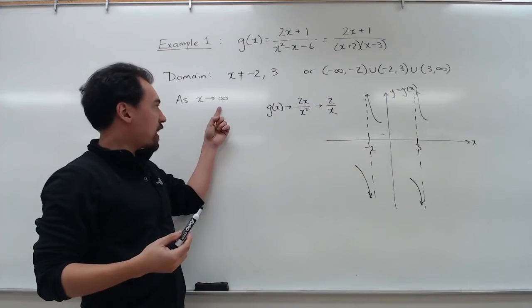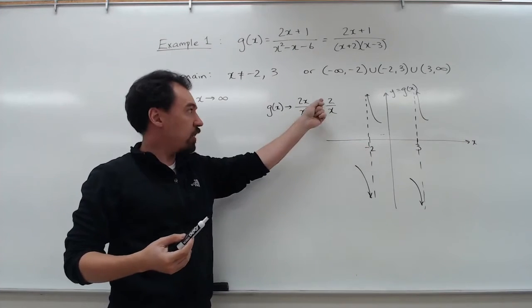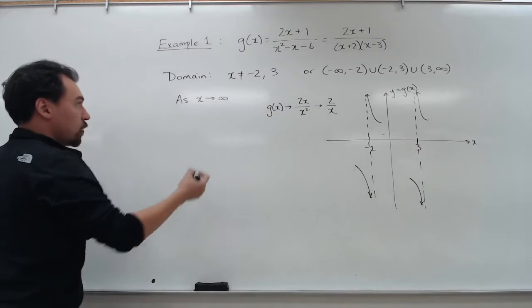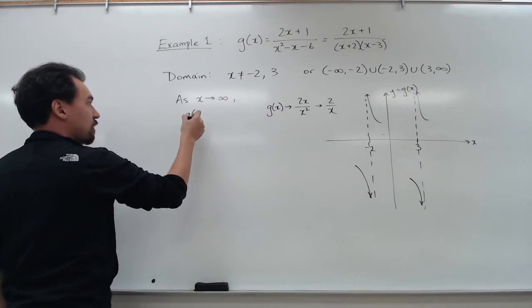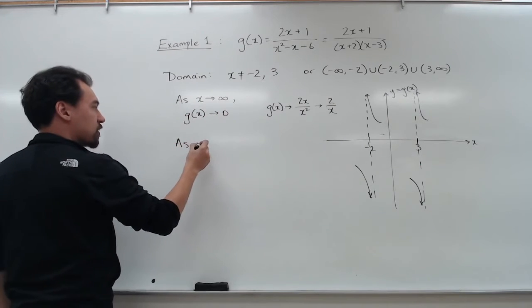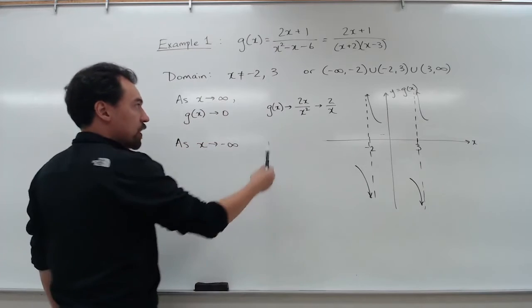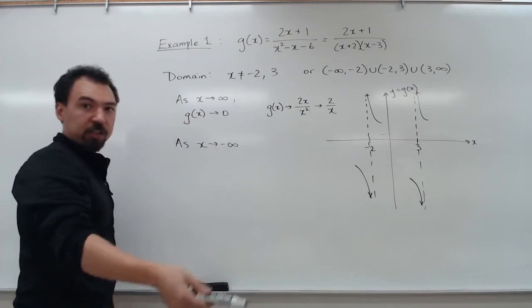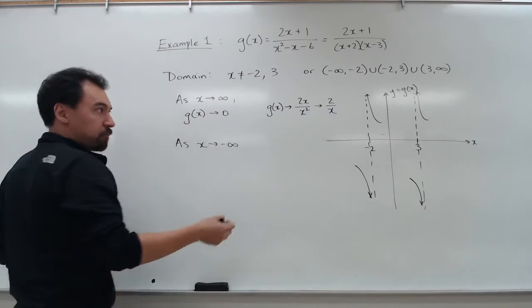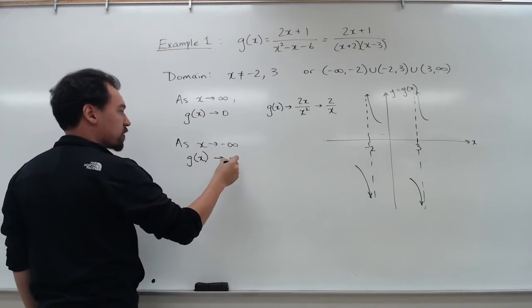So as x goes really big, the bottom of this fraction goes really big, so you're taking 2 divided by a huge number, which gets you a result very close to 0. And then as x goes to negative infinity, so x goes to really deep negative numbers, you would say 2 divided by a really deep negative number. I mean, it's negative, but it's still very close to 0. So g of x approaches 0.